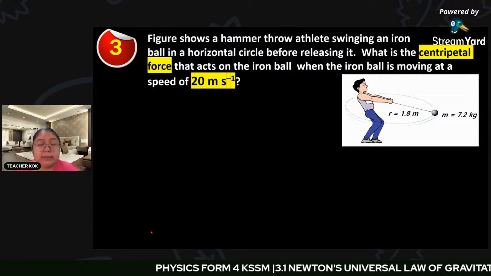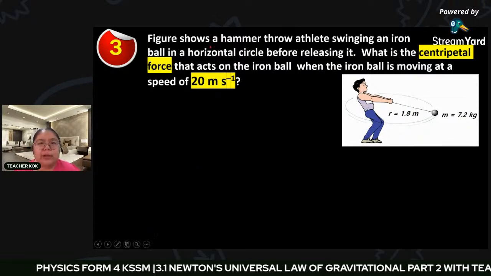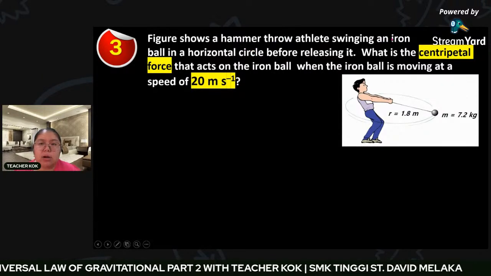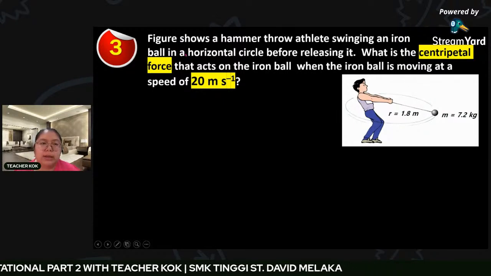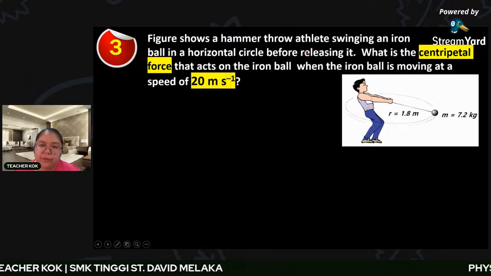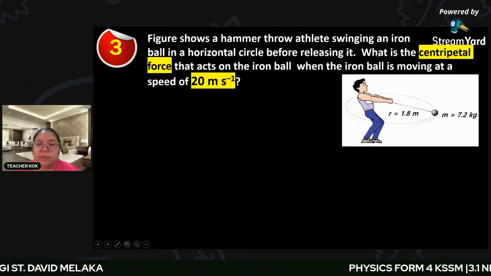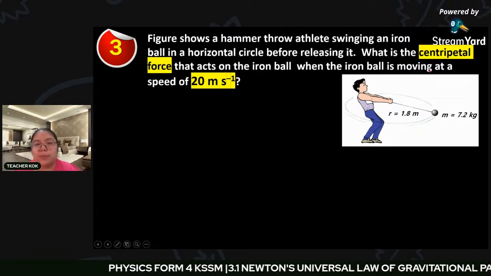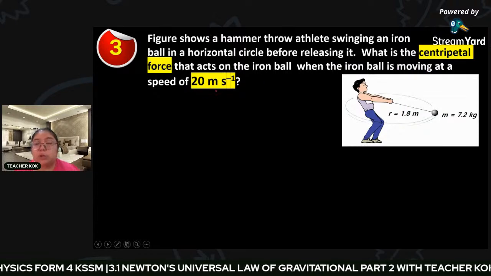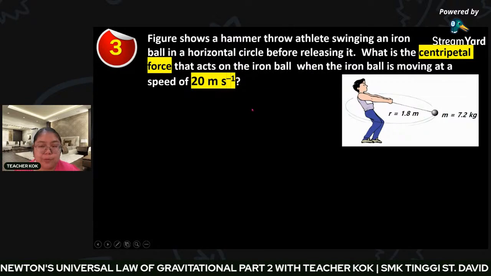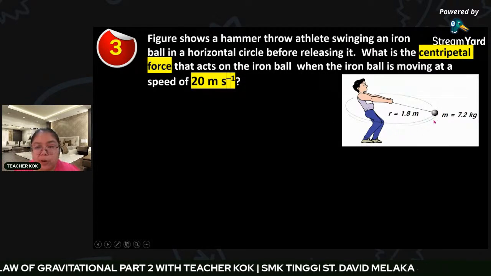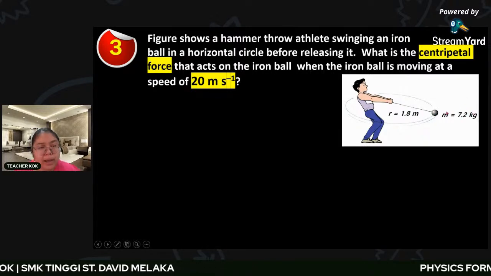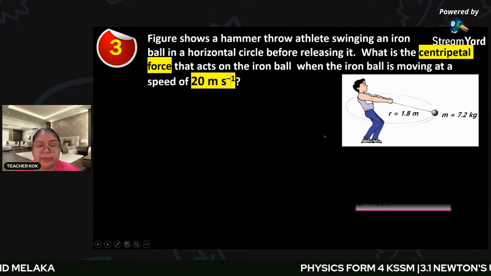Okay, now you can try example 3. A figure shows a hammer throw, where the athlete swings an iron ball in a horizontal circle before releasing. What is the centripetal force acting on the iron ball when the iron ball is moving at a constant speed of 20? So the question wants us to find the centripetal force. From the info in the diagram, we see the length and the mass of the iron ball. So we show the info first.